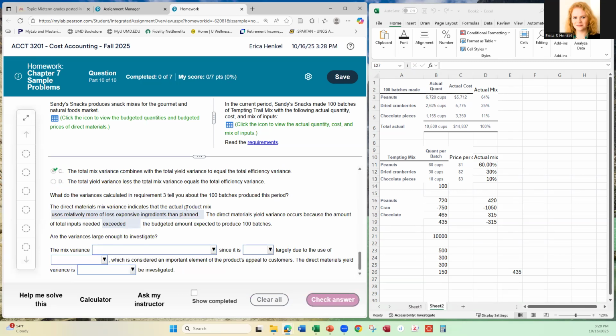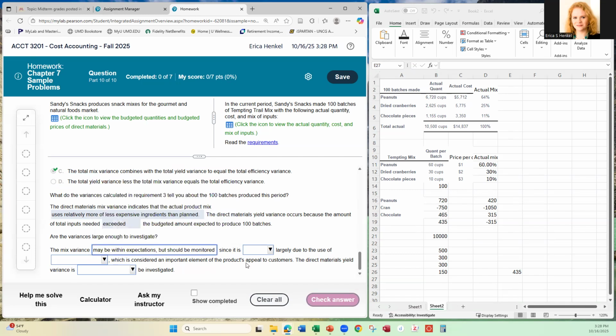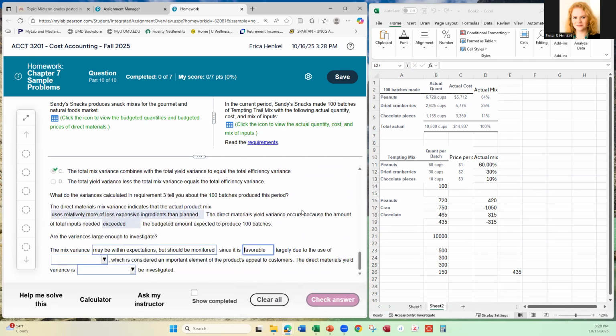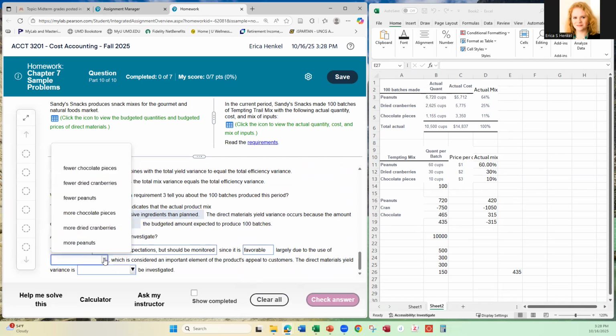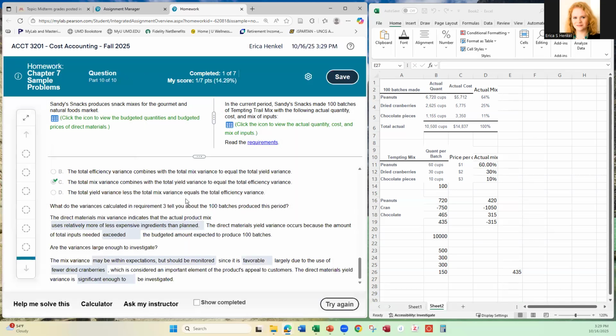And then the mix variance may be within expectations, but should be monitored since it is favorable, largely due to the use of fewer dried cranberries, which is considered an important element of the product's appeal to customers. The direct materials yield variance is significant enough to be investigated. So that wraps up our last problem for chapter 7.